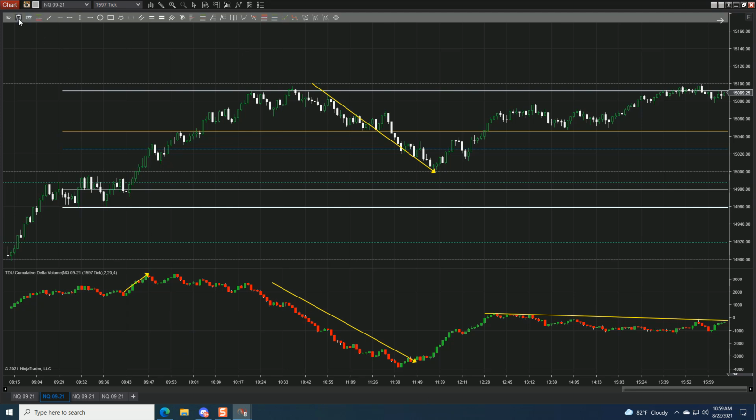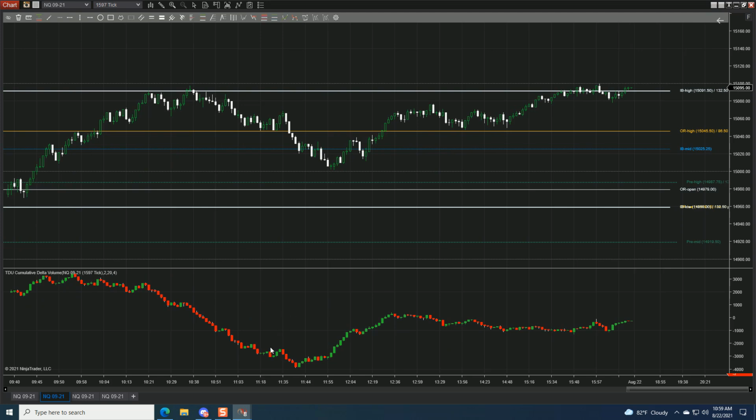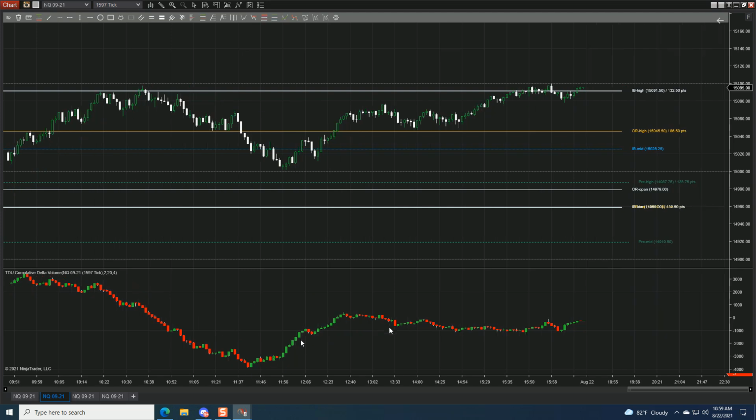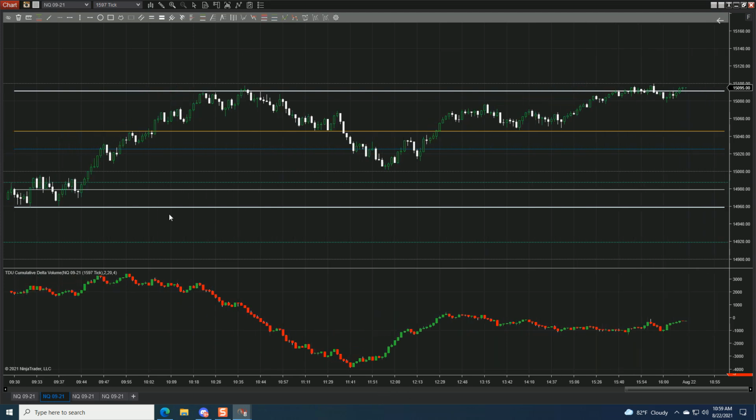Okay, let me pull that off here. Now, this is the default view with which we ship you our cumulative delta indicator, but we're giving you 3 different ways to look at it. One of the reasons I like this as the default is because throughout the course of the day, I'm drawing trend lines all over my cumulative delta. I want to see the breaks here. Now, here's a good example.